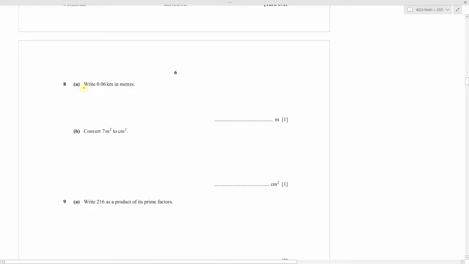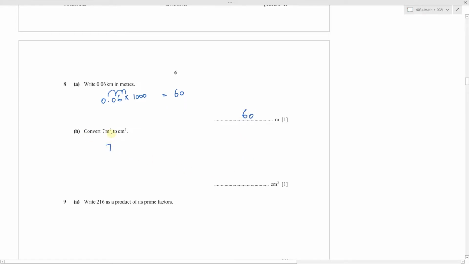Question number 8, part A. Write 0.06 kilometers in meters. So you have to convert this into meters. You will multiply by 1000. 3 zeros, so you'll move the decimal 3 times to the right. 1, 2, 3. So this will become 60.